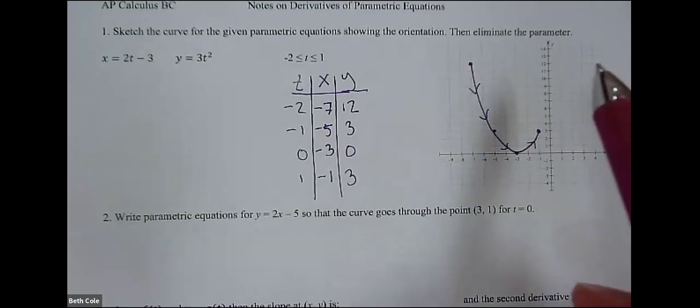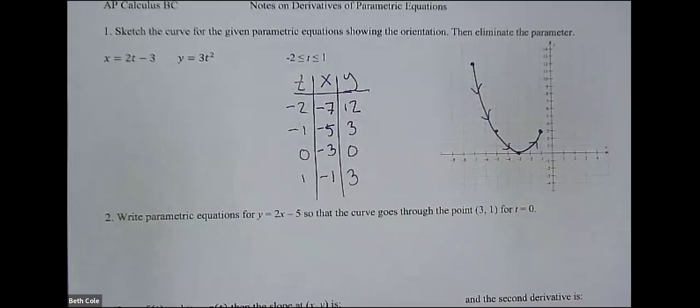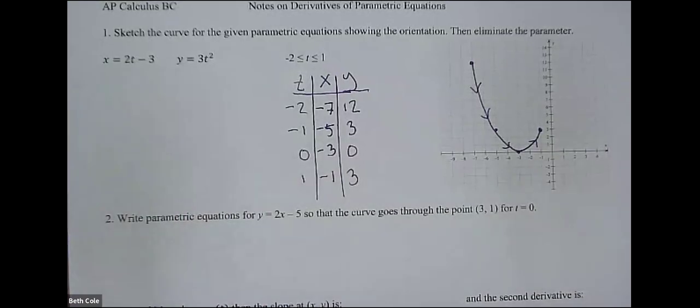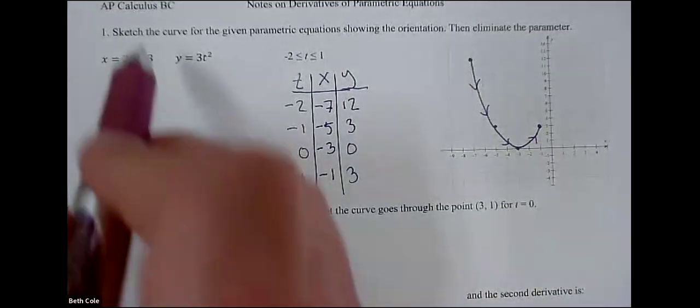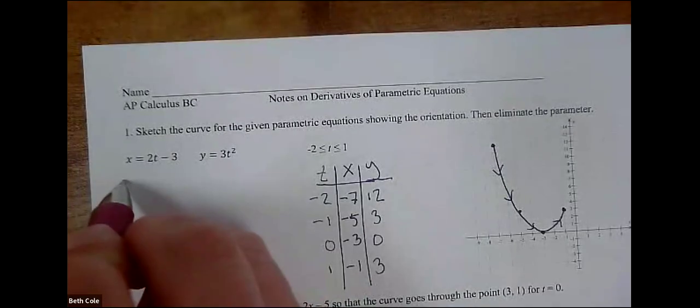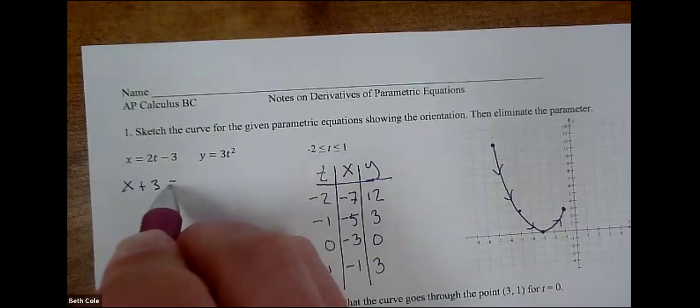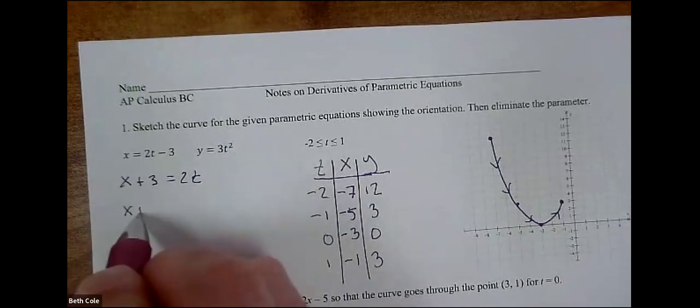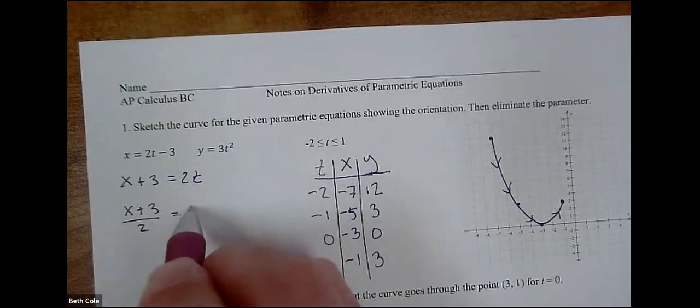All right, and then the other thing is eliminate the parameter t. Eliminate t. Which one of these is easier to solve for t? The x one, because there's not a squared. If you square root, then you deal with a plus minus. Things get complicated. So we're going to just do some algebra. We're going to add over the 3, and then divide by 2.